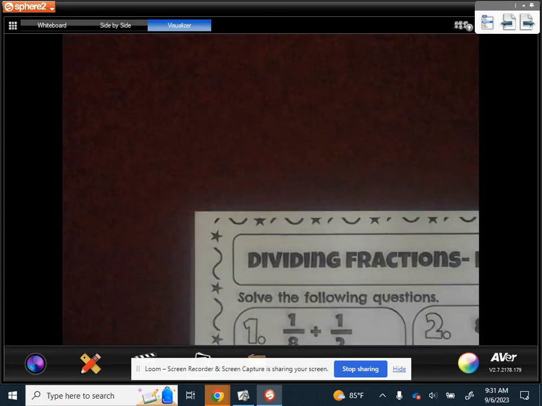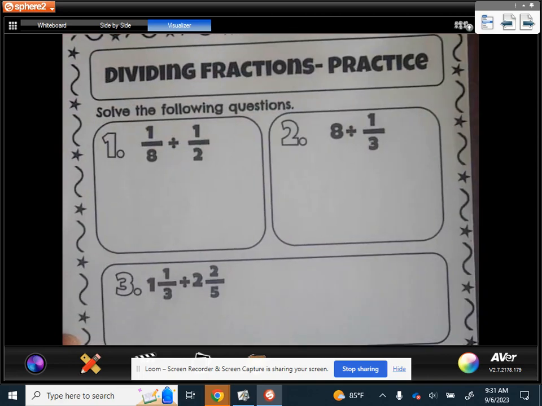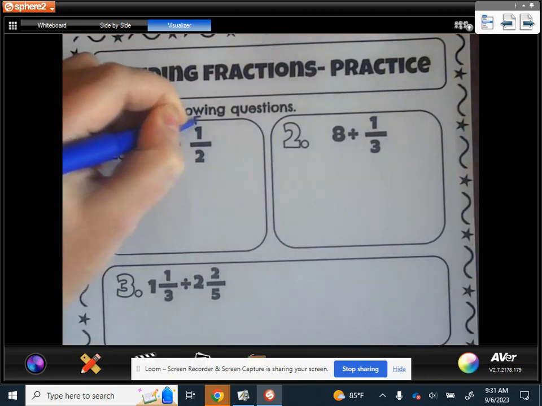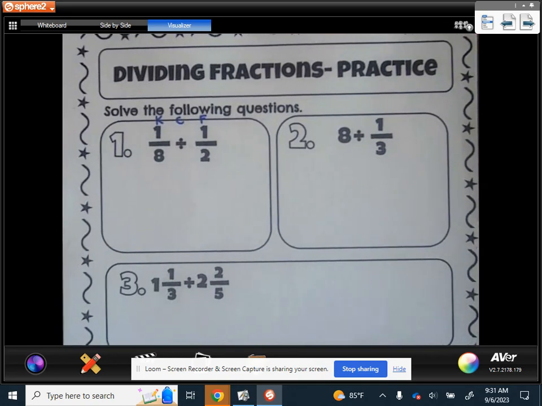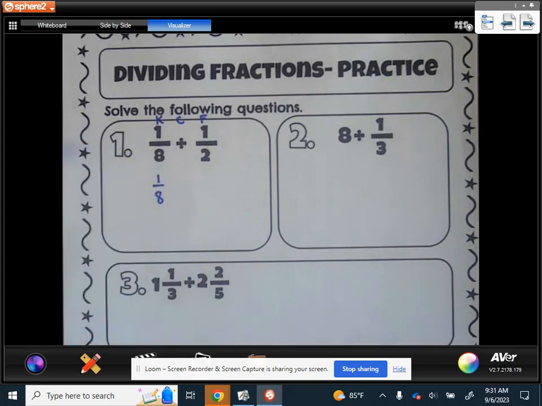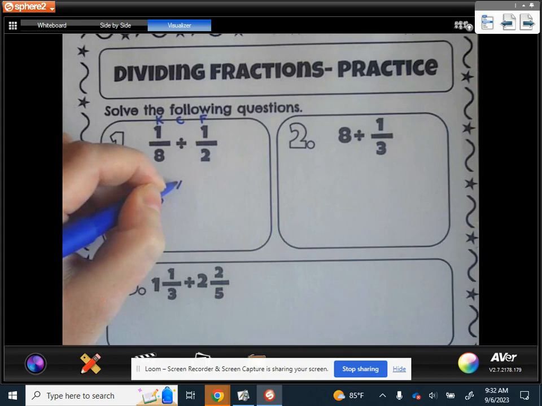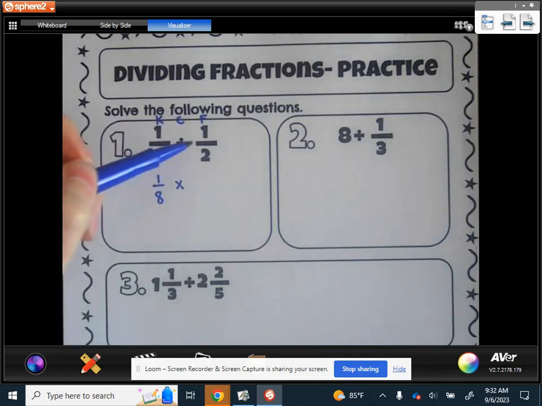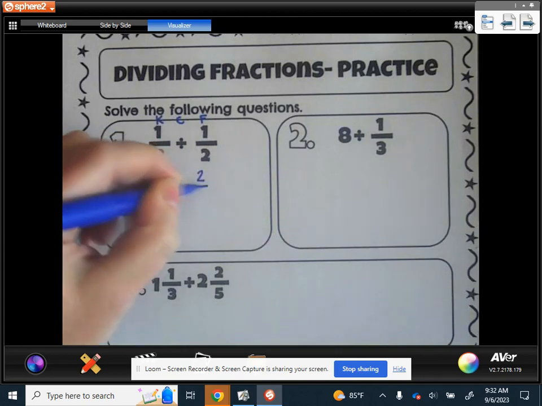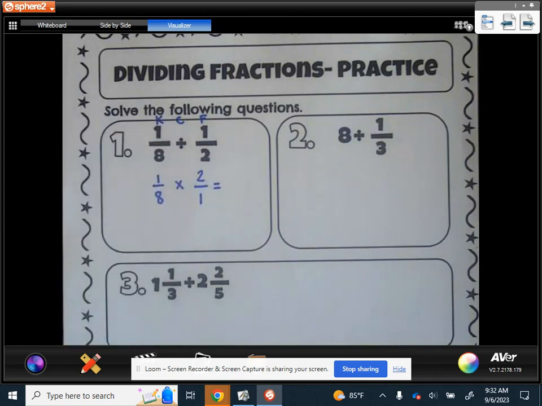Let's look at a few examples of how this works. So we can use KCF to help us remember keep, change, flip. So the 1/8 is going to stay exactly the same. Keep that. We're going to change from division to multiplication, and we're going to flip to the reciprocal. 1/2 is now going to be 2/1. And now we have it as a multiplication problem, and we solve that exactly like we solve regular fraction multiplication.